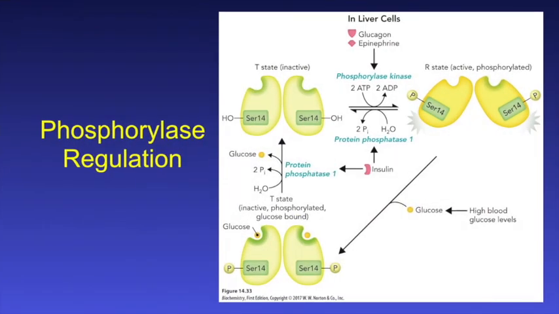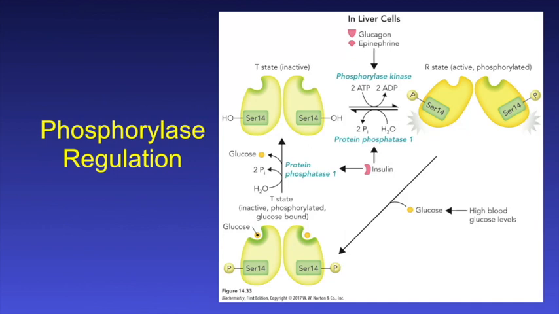Okay, liver. What's different here from those that looked at this slide? What's the different thing here? I still have glucagon and epinephrine making it active. I still have insulin making it inactive. What is the difference in this one? Glucose, right?